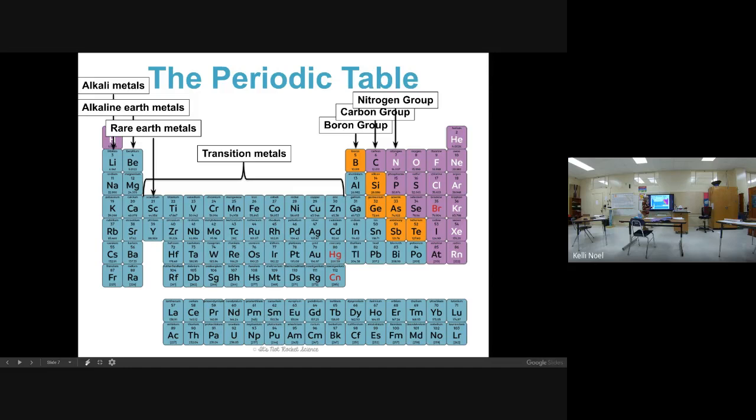Here is one labeled. Groups that we didn't talk about. Sometimes group 3A we call the boron group. Sometimes 4A we call the carbon group. 5A we call the nitrogen group, and 6A we call the oxygen group. We didn't have a specific name that we just talked about, but a lot of times we use the first element for those because they have a variety of elements within that group.